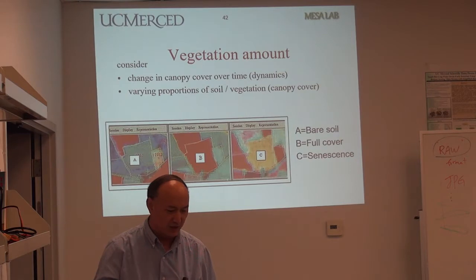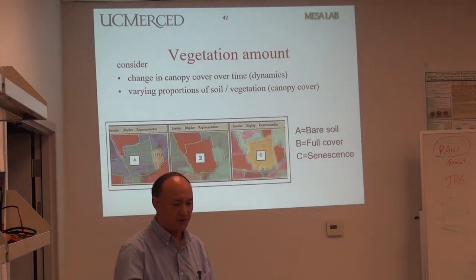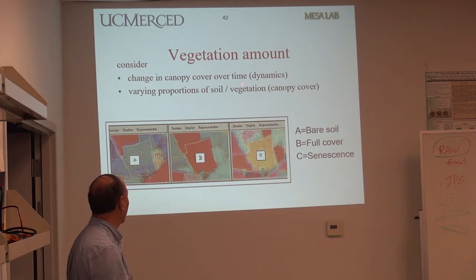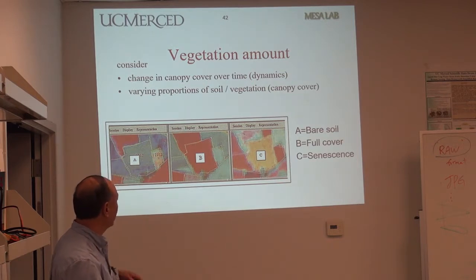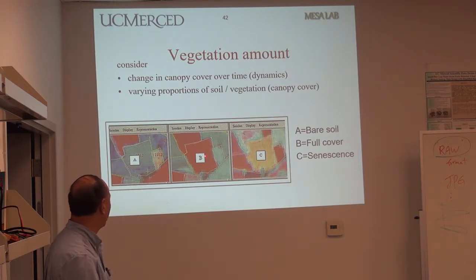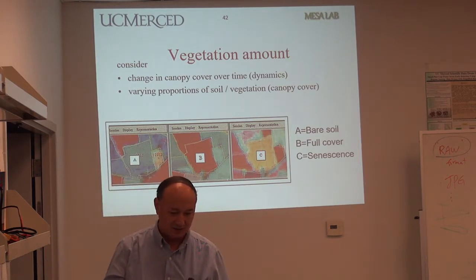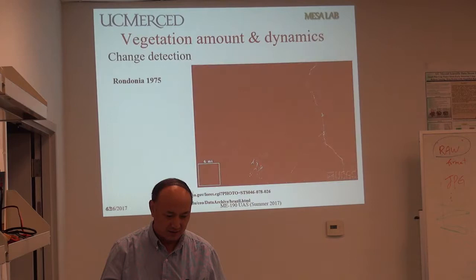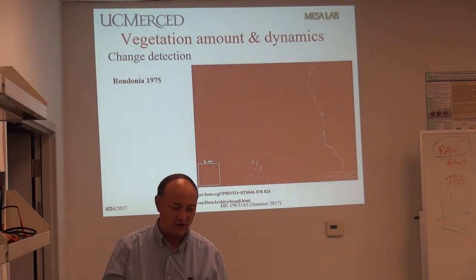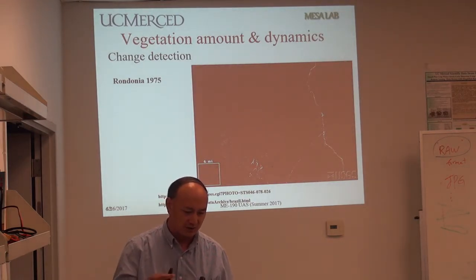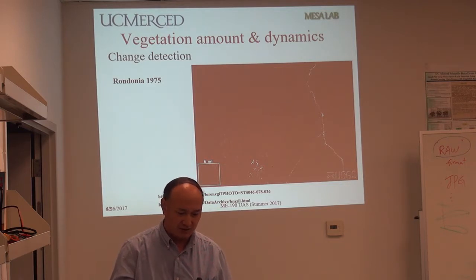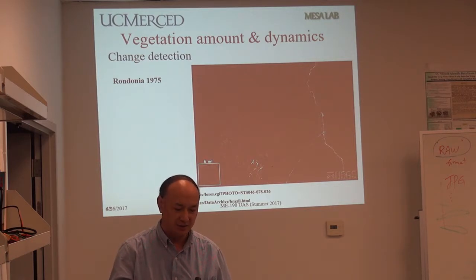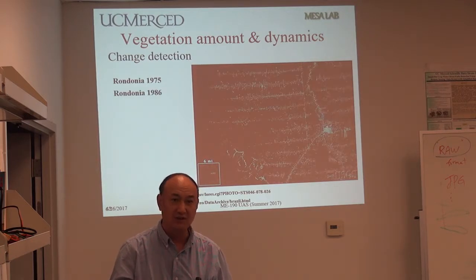So we can use that to tell vegetation amount, change in the canopy cover over time, and varying property of soil degradation. So you have A, B, C in here. A is bare soil, this is a full cover, and senescence, okay? So this is something, change detection. So in a place, it's originally, you can check the next one. Read it carefully. Did you see some changes?